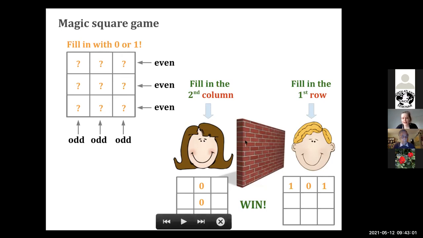And this no communication means they can talk beforehand to agree on some sort of strategy that they will use. So they know this game, and they know how we're going to score them. But they don't know which precise column and which precise row we're going to ask them. That's the information they do not know, and that's the information this wall prevents them from learning from each other.